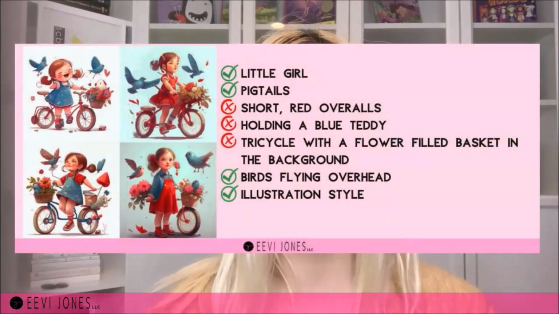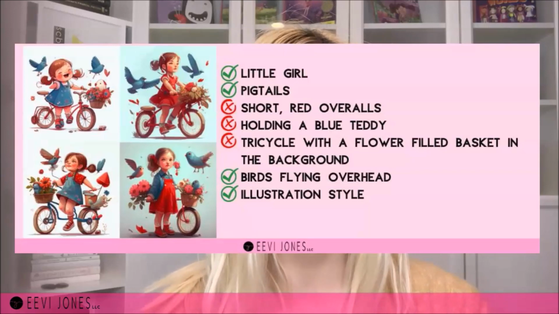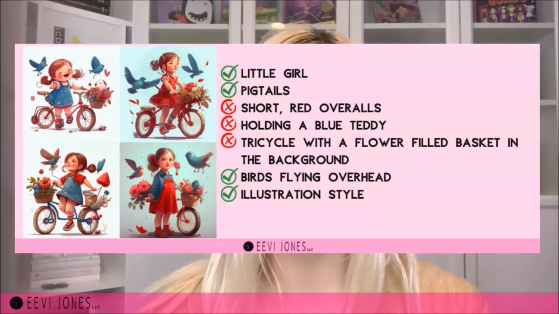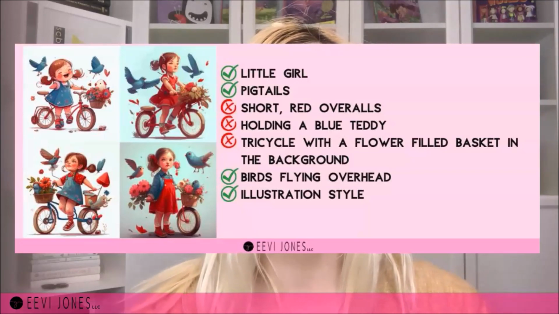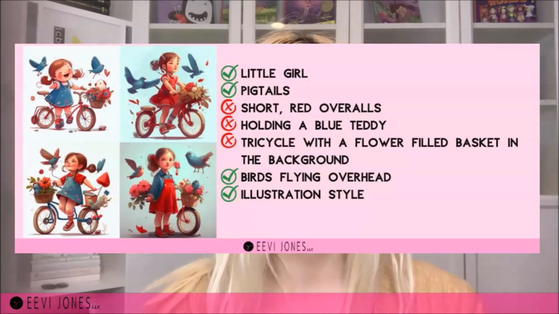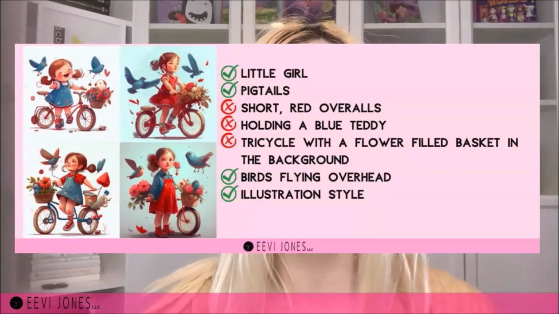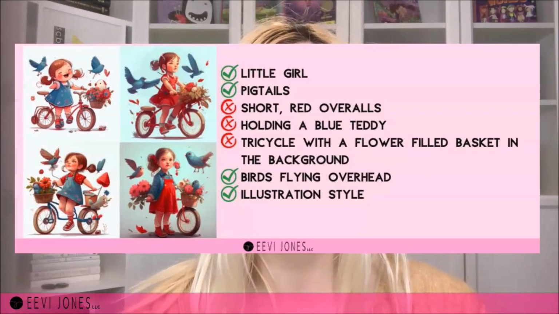Using this exact prompt, this is what the Midjourney tool generated. And although these look beautiful, they didn't quite match what I was looking for. The clothing is different, the blue teddy is missing, and we see a bicycle instead of a tricycle. And we also see how the tool struggled a bit with other details such as hands, arms, feet, facial expressions, and the positioning of the girl on the bike.